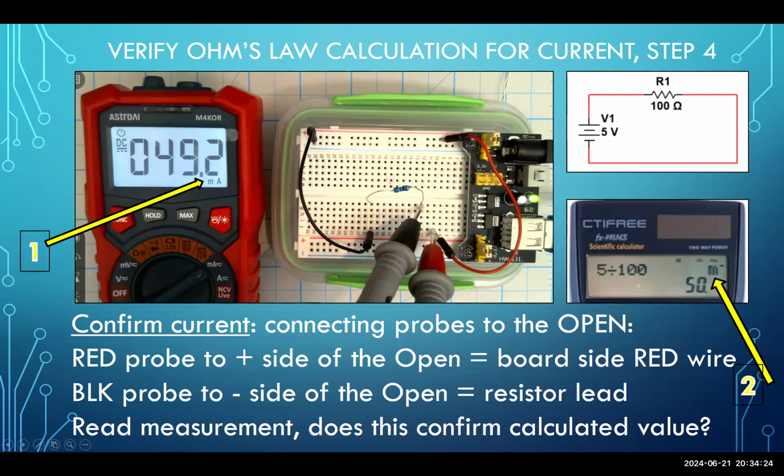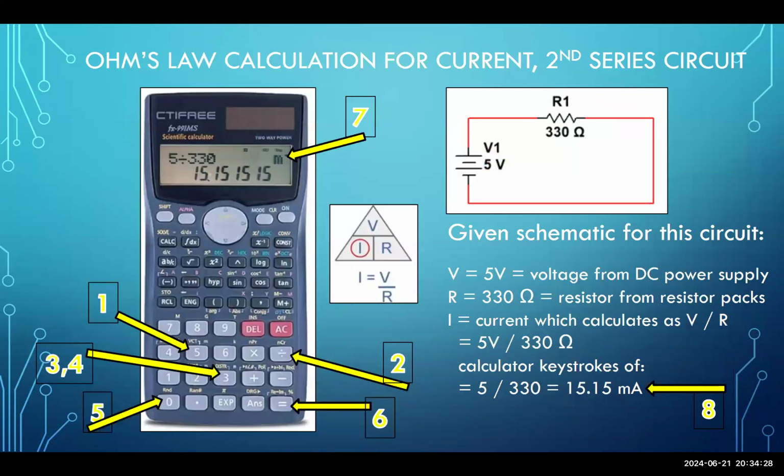All right. Now, the next one takes us to a different circuit. This will be our second series circuit. Now, what's different about this? Well, we're using the same 5-volt source. I've changed the resistor to 330 ohms. You're going to do that in a moment as well. But let's go through the slide first before we play with your breadboard.